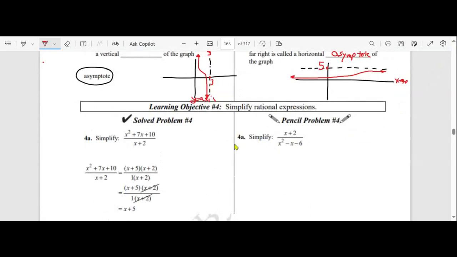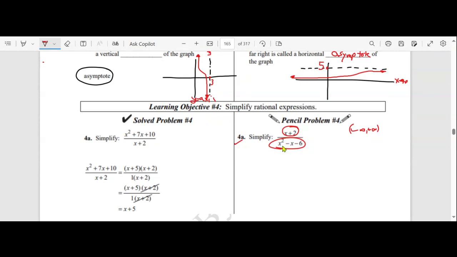Okay, I need someone to read number 4a. Simplify x plus 2 over x squared minus x minus 6. If it's only the top, no problem, it's negative infinity to positive infinity. But you have the denominator, and the denominator is not supposed to be 0. What value will make this 0?